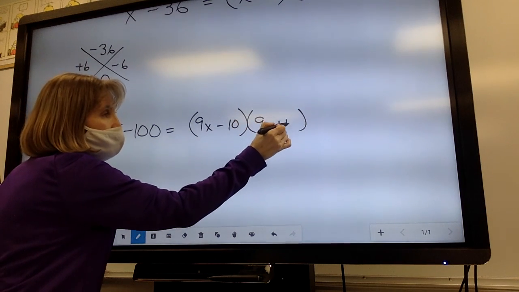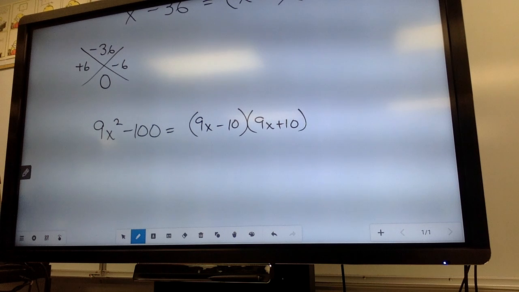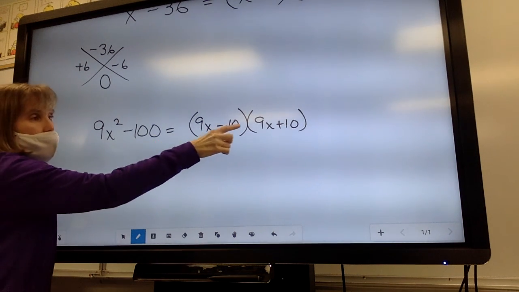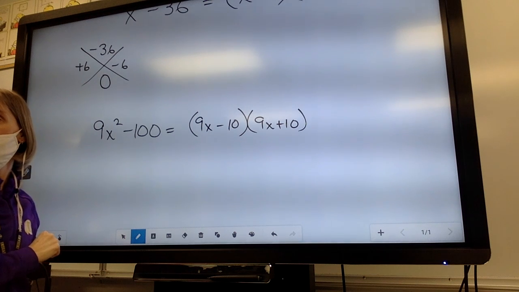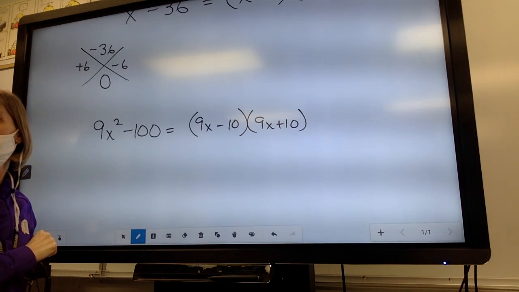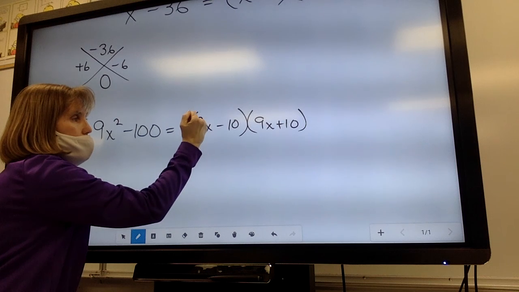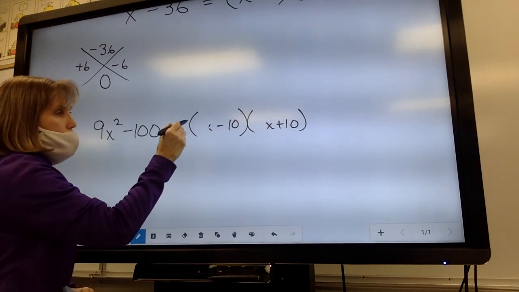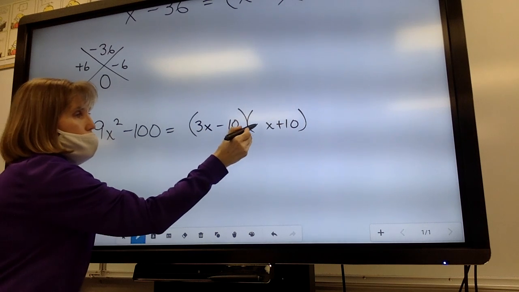Okay, if I did that, would first term times first term give me 9x squared? No. Would you get 9x squared? You get 81. So what do I need to have here? 3. Yeah. There you go.